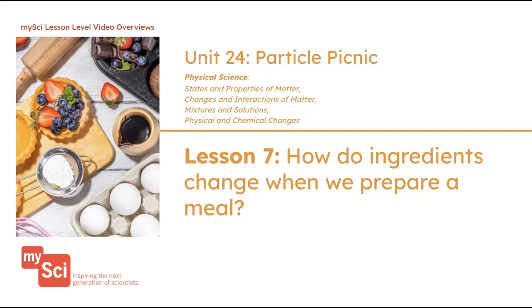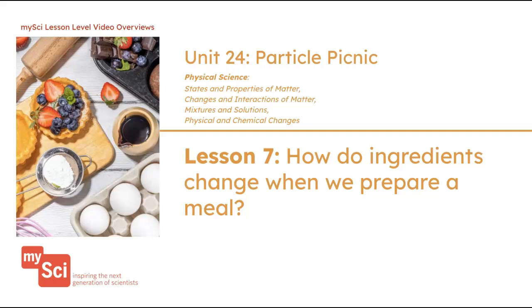Welcome to Lesson 7 in Unit 24, Particle Picnic. In this lesson, students will work to answer the question, how do ingredients change when we prepare a meal? In this lesson, students apply their learning of matter, solutions, and mixtures, and physical and chemical changes to plan a picnic that meets specific criteria for success and constraints on materials, time, and cost.